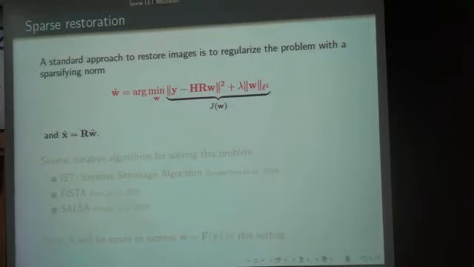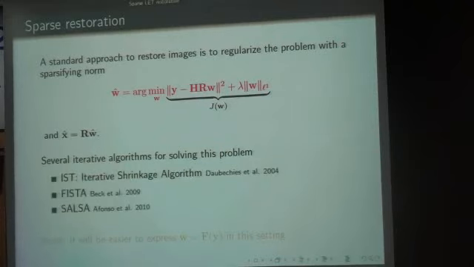So W are actually transformed wavelet coefficients, for example, of the thing that you want to find. And you want to sparsify those wavelet coefficients as much as possible. So you minimize this measure. You have a lambda that's maybe optimized or not.